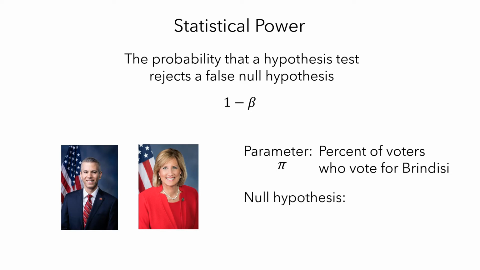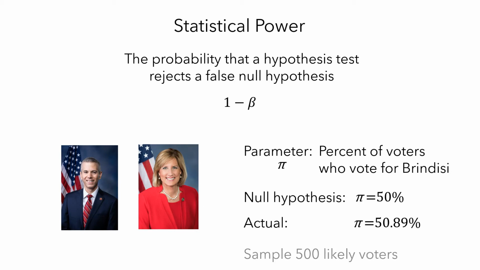So the null hypothesis is that Brindisi won't have an advantage, or that pi is equal to 50%. Now, let's suppose that the percent of people who would vote for Brindisi would be the same as in the last election. So the null hypothesis is false. What is the probability that your 500-person sample would lead you to reject the null hypothesis? Let's build a model to investigate this.